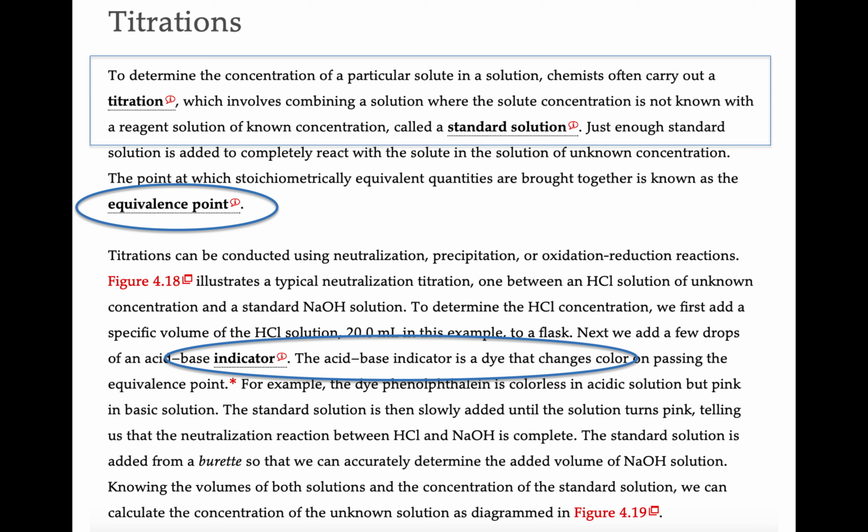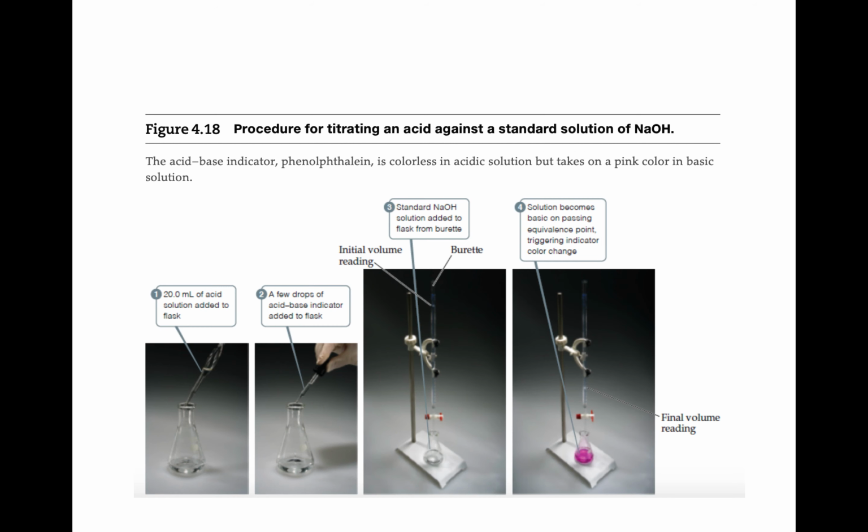Procedurally, oftentimes we will add an indicator or something that will tell us when we've reached the equivalence point. And to transfer the solutions, a burette is frequently used because that will allow us to accurately determine the volume that we added. Here's a typical setup. So they are transferring with a pipette a known amount of acid. An indicator is added. They set it up so they have a burette above it.